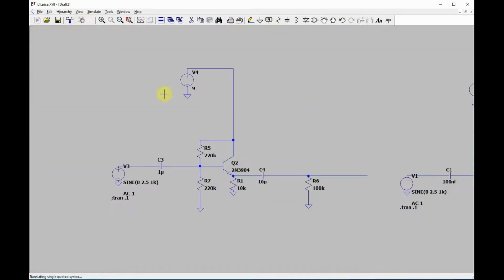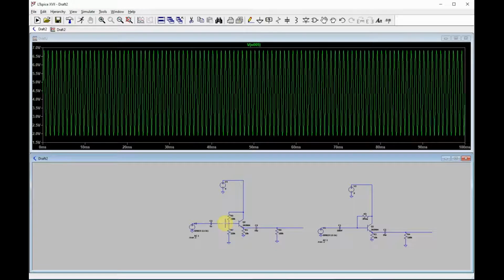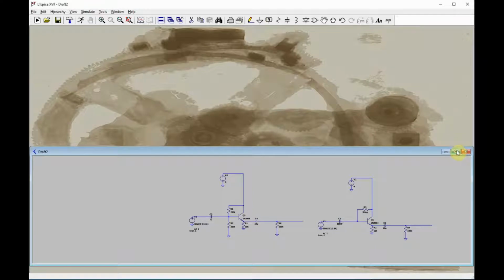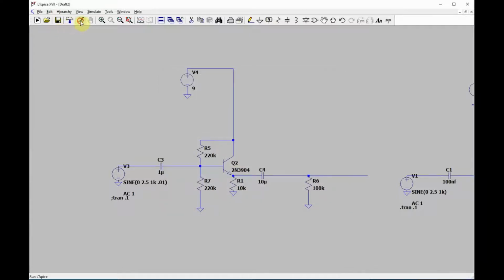Okay, let's do that again. All right, so we said this should be about 4.5 volts, and it is. There's 4.5 right in the middle. Let's put a little delay on this signal, just so we can see the bias better.